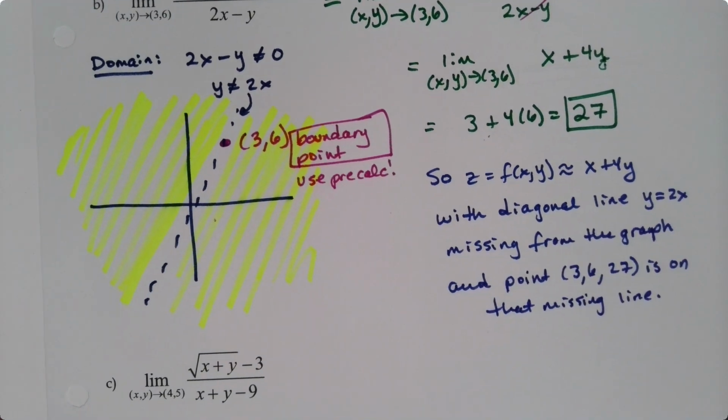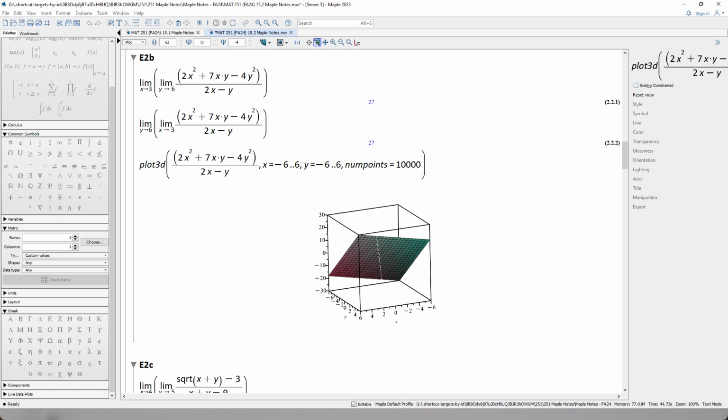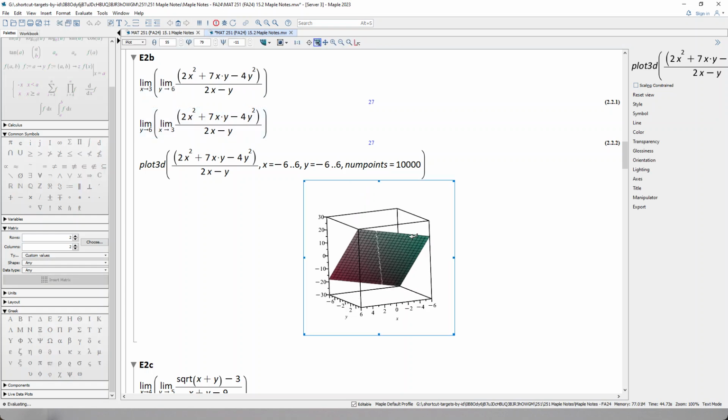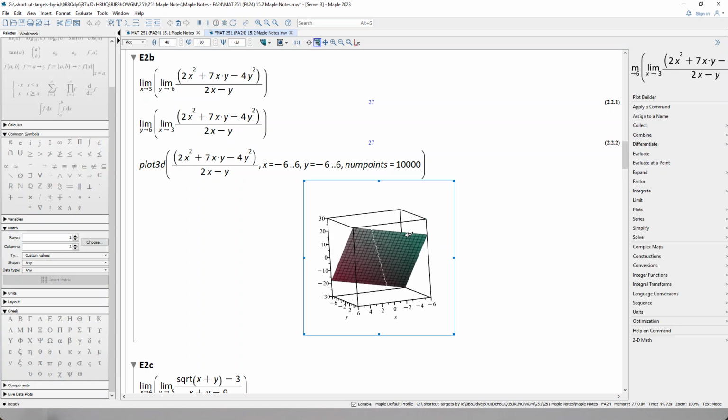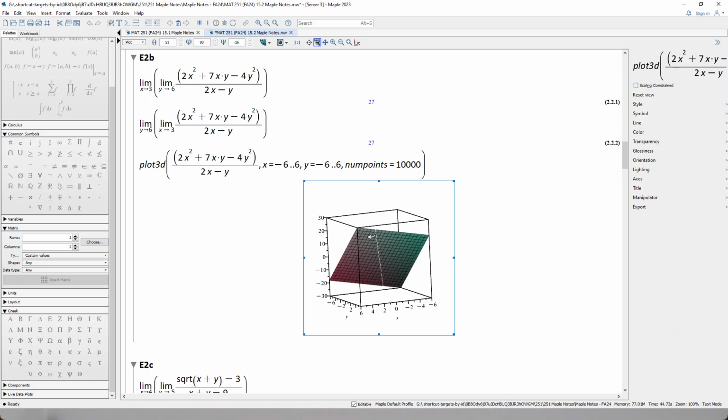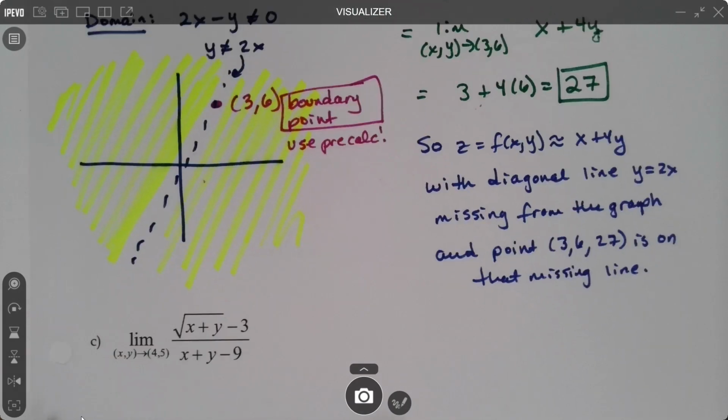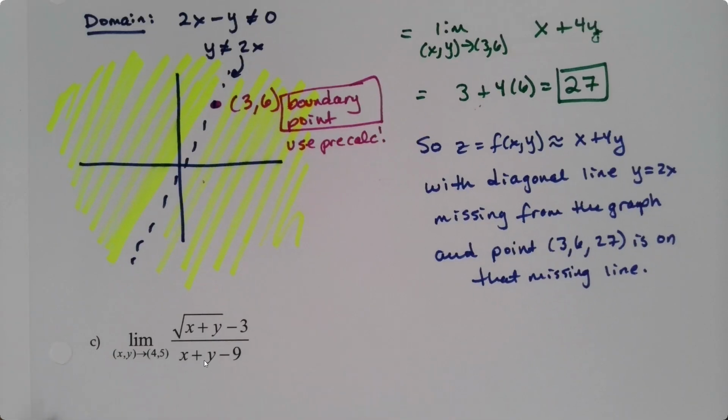Let's go look at it in Maple. So you can see here I've got the function graphed as it was originally given to me. And you can see it actually turns into a plane because z equals x plus 4y is a plane, right, when it cancels. And we're left with this plane with this diagonal stripe kind of missing out of it. Right? Wonderful. All right, let's do one more.